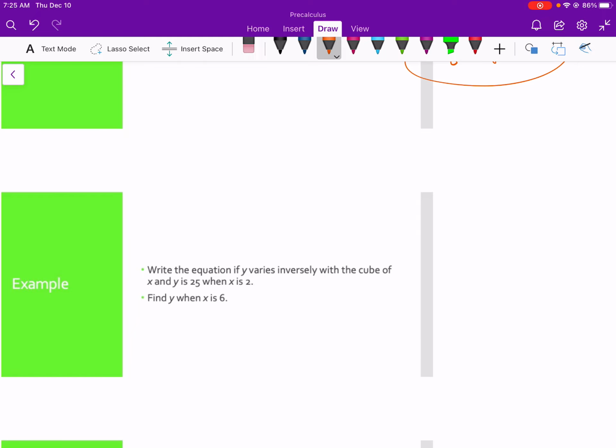Write the equation if y varies inversely with the cube of x and y is 25 when x is 2. So inverse variation, y equals k over, since it's the cube of x, it's x cubed. Same thing, y is 25 when x is 2, so we need to figure out what k is. So 25 equals k over 8. Multiply both sides by 8, and we get 200 is equal to k. So our equation is y equals 200 over x cubed.